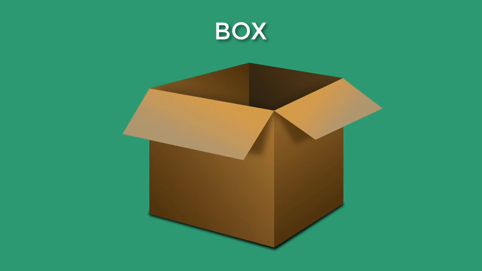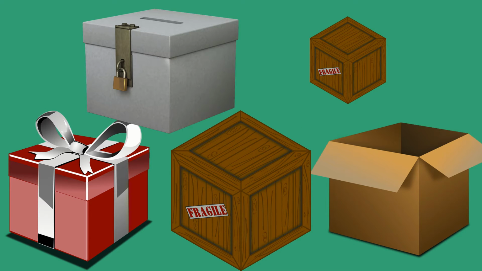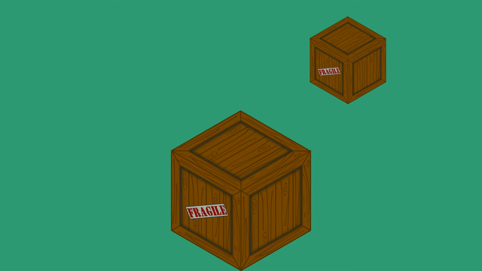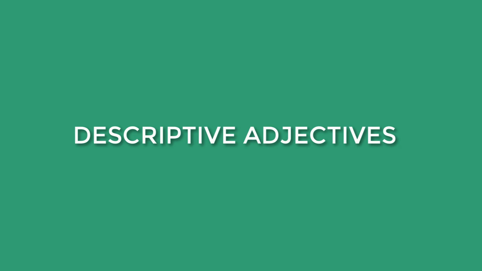Let's look at the noun box. This noun includes a great variety of objects, but if we say wooden box, we exclude boxes of metal, of paper, etc. If we use a second adjective, small, and a third, square, we limit the size and the shape of the box. Most adjectives like wooden, square, and small describe as well as limit. Such words are called descriptive adjectives.